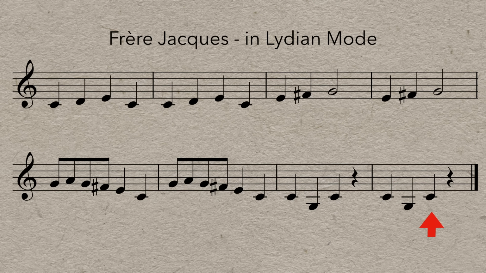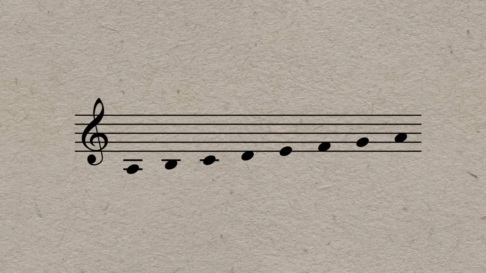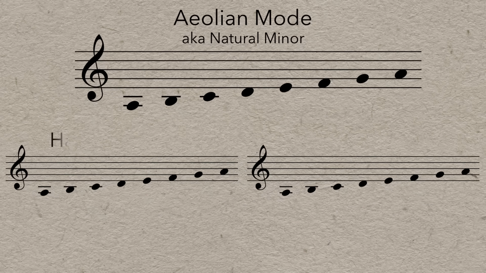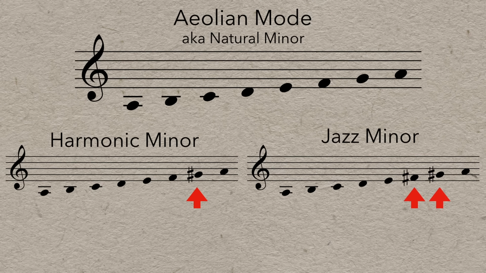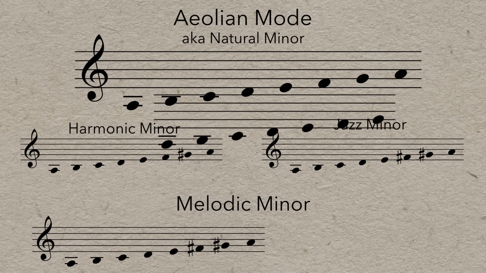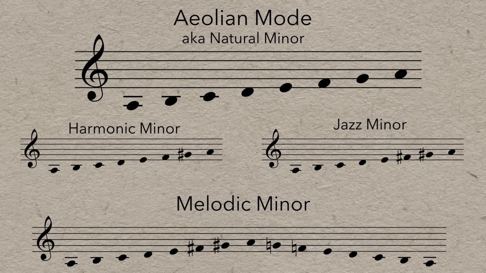modes are useful tools to describe and build other scales as well. For instance, in Western classical music, minor scales are generally built off of the Aeolian mode, which is also known as the natural minor scale. We can use this mode to build other minor scales like harmonic minor, which has a raised 7th, jazz minor, which has a raised 6th and 7th, and melodic minor, which you could think of as jazz minor on the way up and natural minor on the way down.